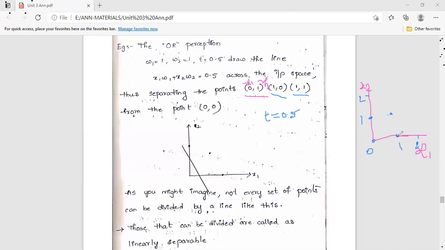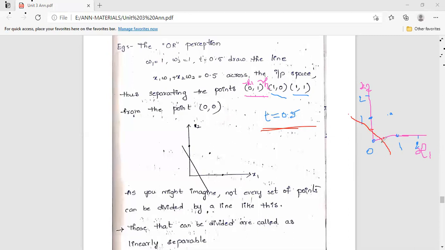These are the data points we have taken. By calculating within these data points, now you are going to separate your graph. How are you going to separate that graph? By using your target value. What is the target value? That is 0.5. Maybe 0.5 is here. So you can draw a line like this.